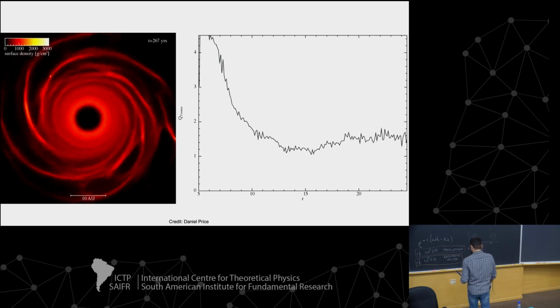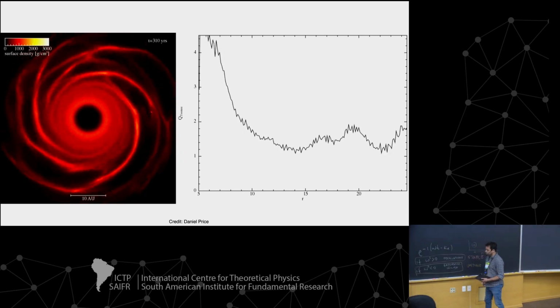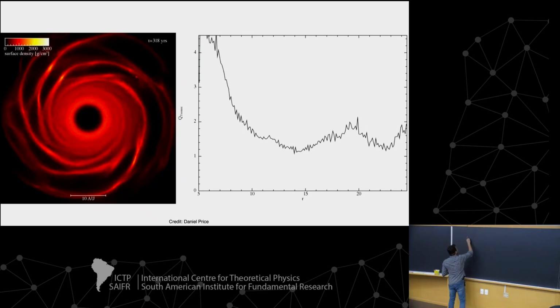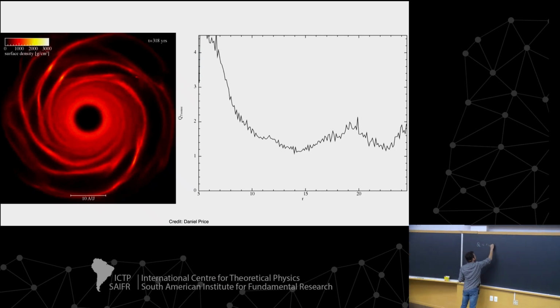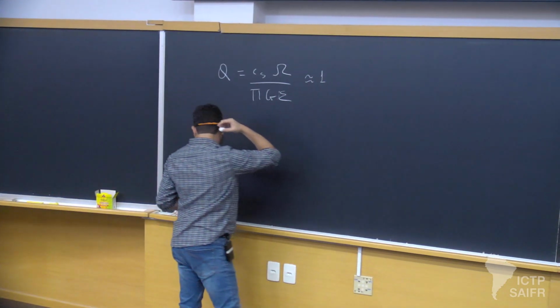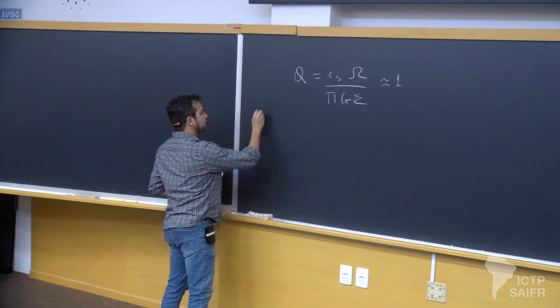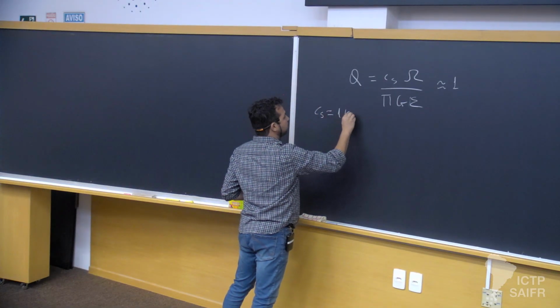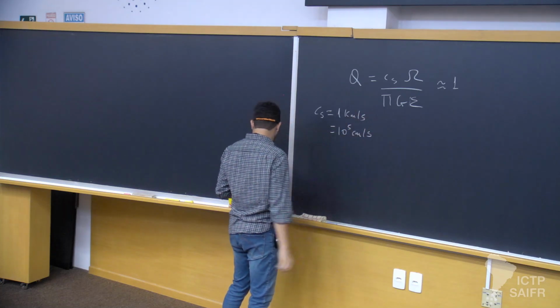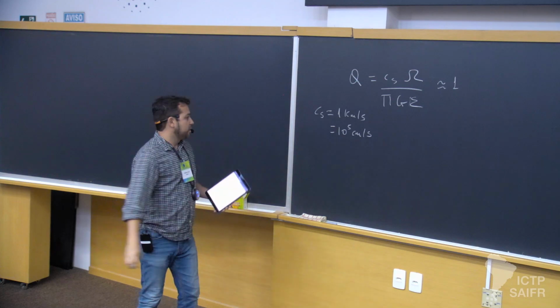Now, this quantity Q, we can see here what is the mass that is going to form if this quantity goes below 1. As you see, it doesn't actually get much below 1, so let's make the approximation that this is about 1. For the typical speeds in the disk, the sound speed is about 1 kilometer per second. So that's 10 to the 5 centimeters per second. I like to work in centimeters because I'm an astronomer.